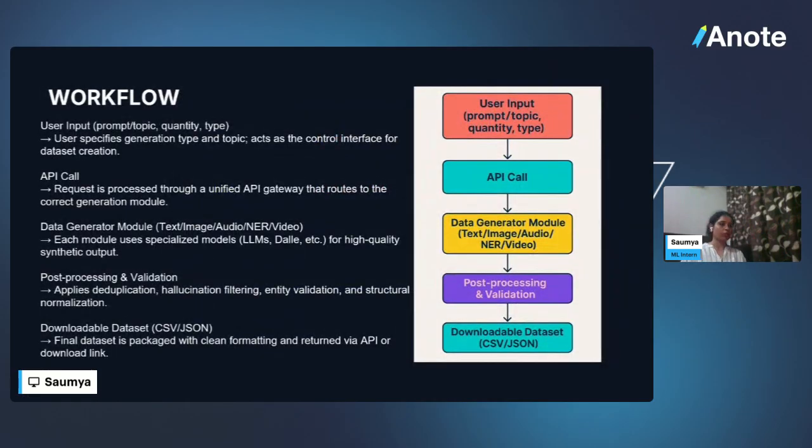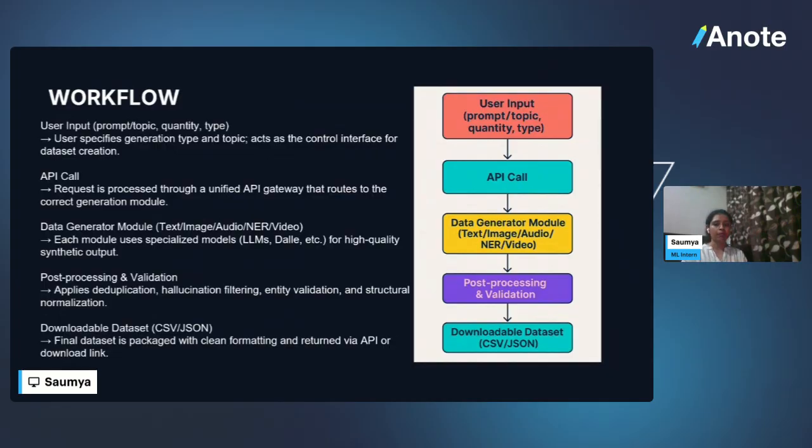The basic workflow, first there's user input. The user specifies topic, quantity, and the data type. This becomes our control interface. So our prompt would usually be like generate Amazon movie reviews with 10,000 rows, and how many columns do you want? You would have to specify the names of the columns that you want, like the name, the rating, actors, etc.